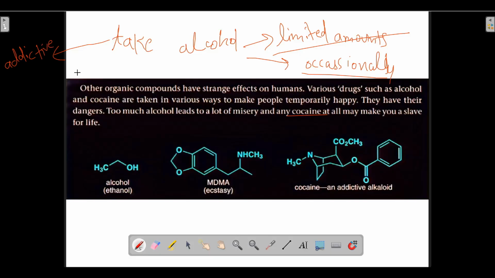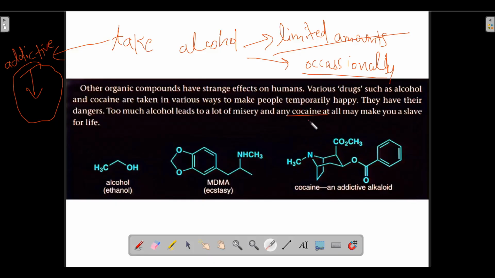It will be less addictive if you take it in limited amounts and occasionally, and not too much. So the addictive nature will be less. You can control yourself. But cocaine is very different.